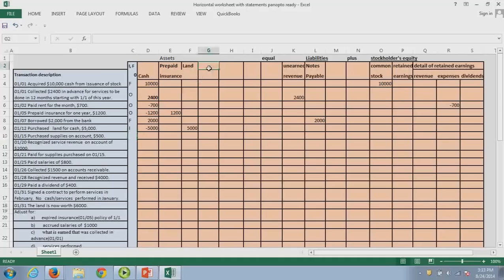Supplies, we assume that it's going to benefit the future. It may have more than just enough for this month. So we're going to use the asset approach. Some companies might expense supplies right away because most of it's used up.